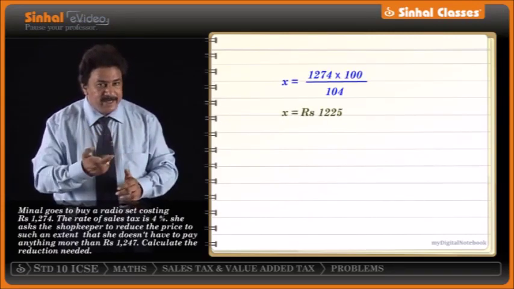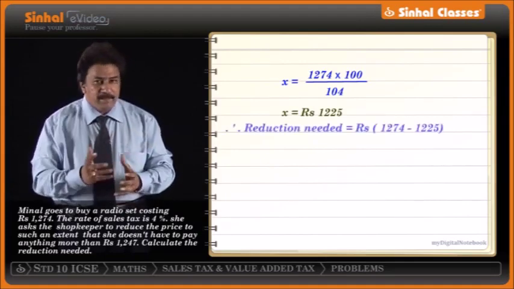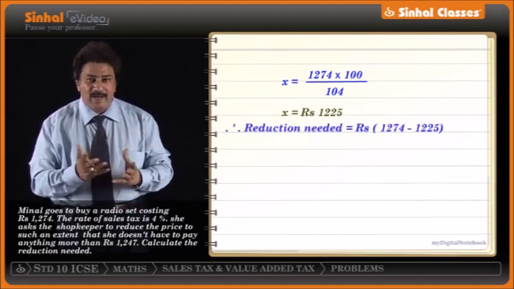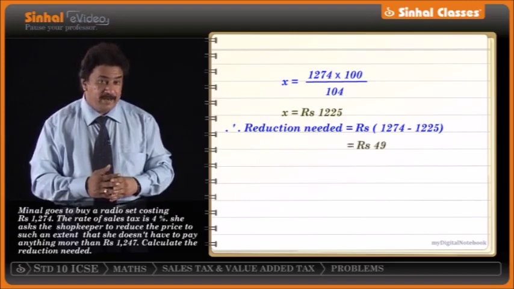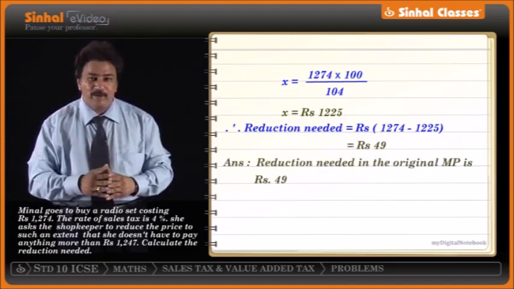So what's the reduction needed in the original mark price? It is rupees 1274 minus 1225. That is nothing but rupees 49. So rupees 49 is the reduction needed in the original mark price.